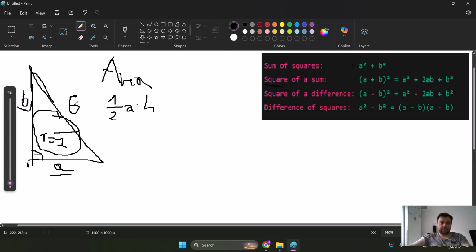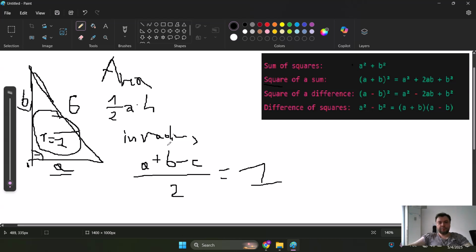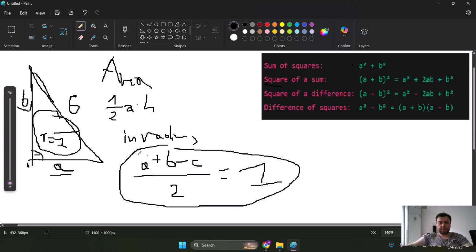But what we know is only the hypotenuse and the radius. So first of all, we need to know something about the height and base. We will get this information using the in-radius theorem, which says that a plus b minus c divided by 2 equals 1. And from this formula, we'll be able to extract what ab is, because we are interested in ab. Okay, so let's extract it.